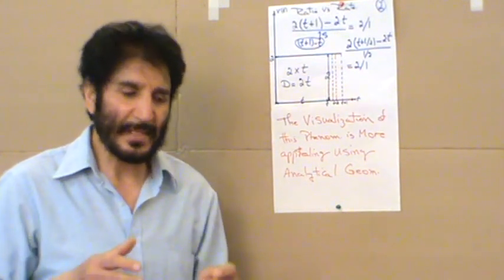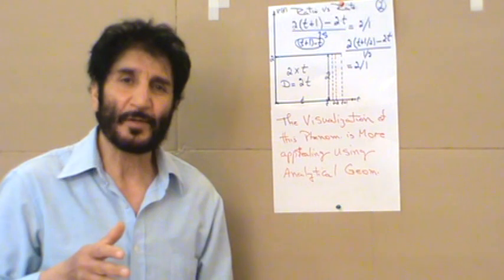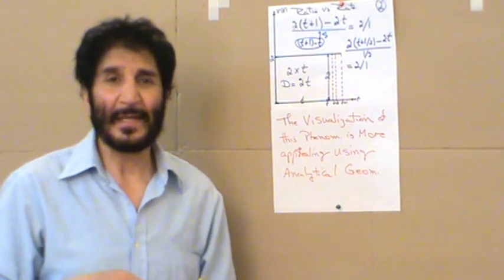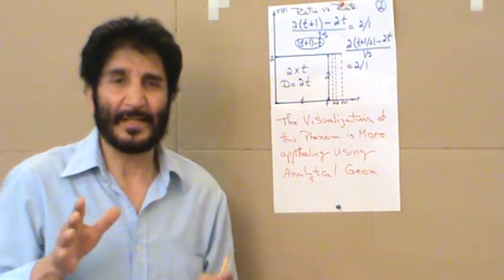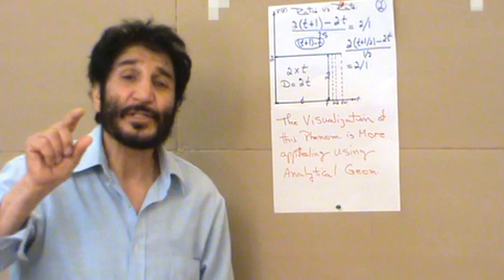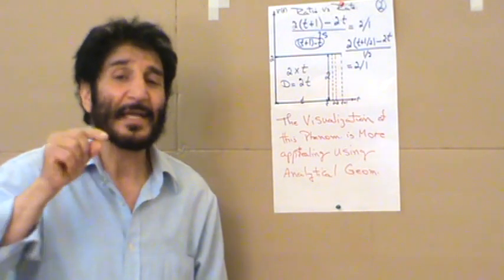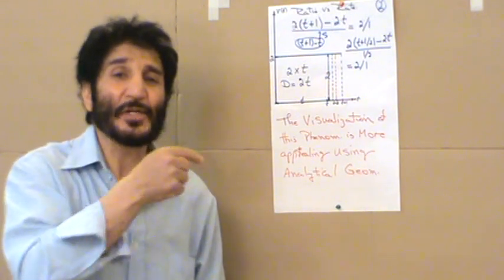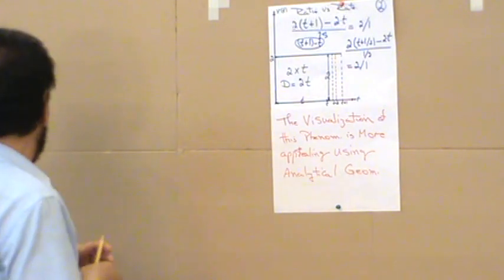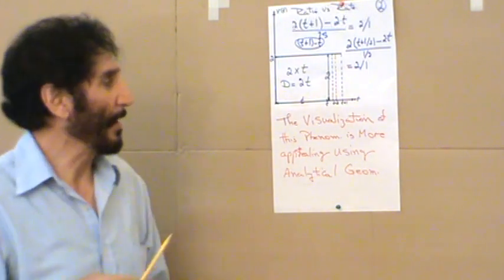So then you ask the question, hey, what's going on? Why is it 2 to 1 coming back? When we put this in analytical geometry, which we are more familiar with, we will see that the similarity of triangles is what is doing that, the ratio of 2 to 1. Now let me talk about it before I put it in the graph for you.